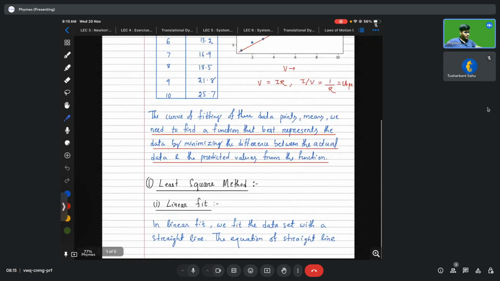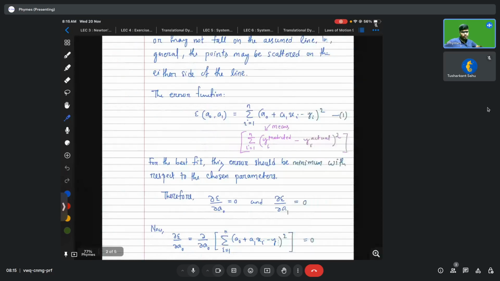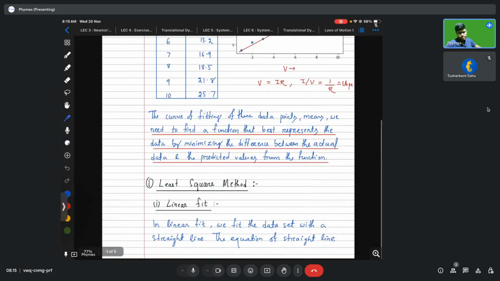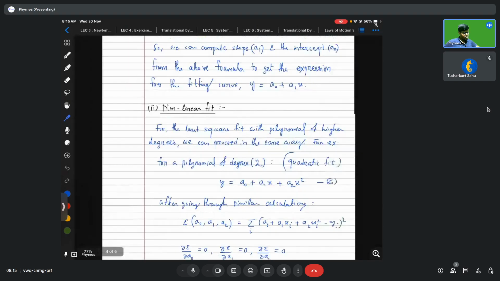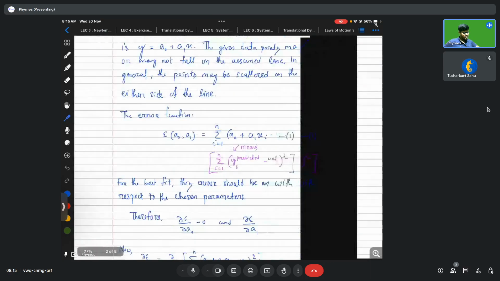And there are many methods to do this curve fitting. We are going to learn about just one method, that is known as the least square method. In the least square method, there is linear fit, there is polynomial fit, and there are other higher order fittings. We are going to discuss just the linear fit and the polynomial or non-linear fit of order 2, a quadratic fit kind of, right? So let's discuss it now.